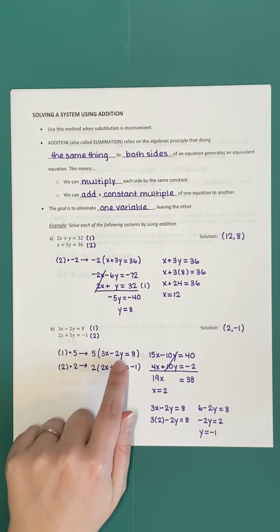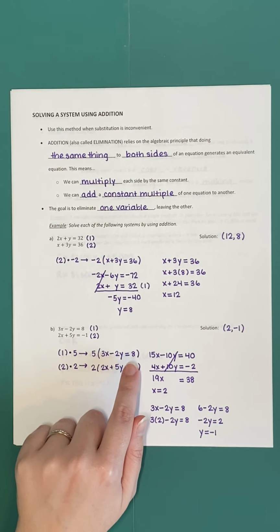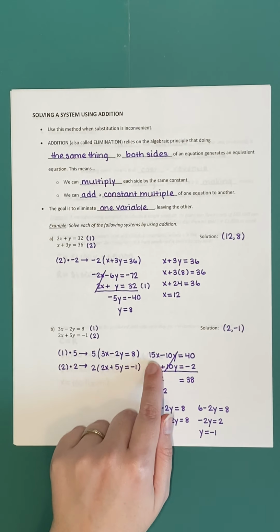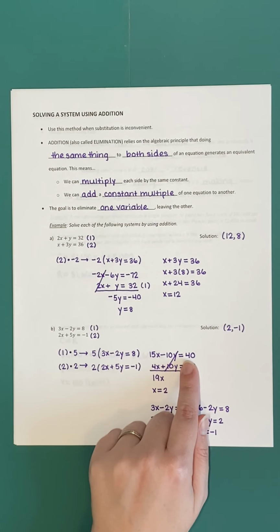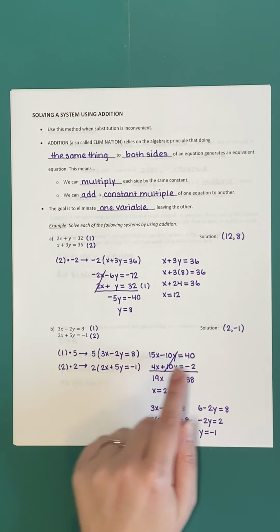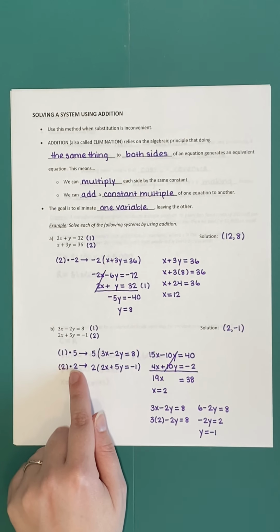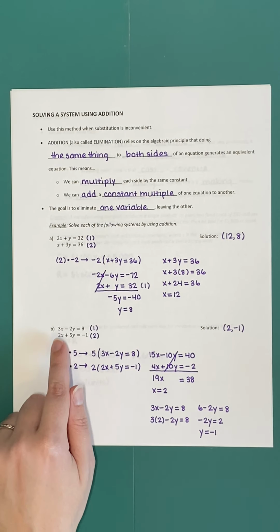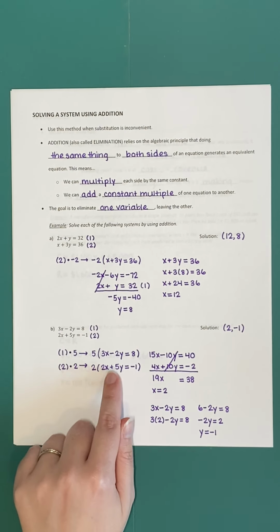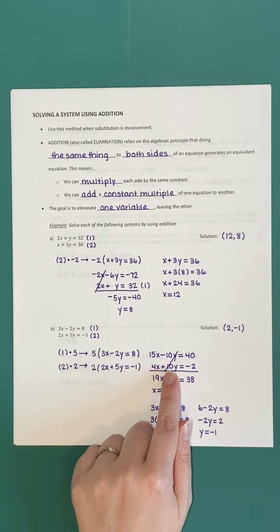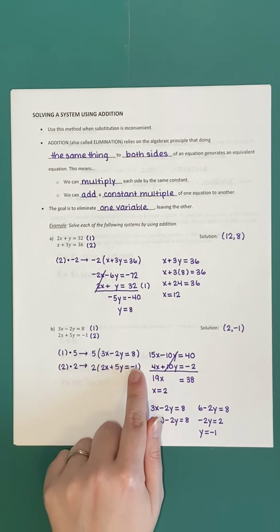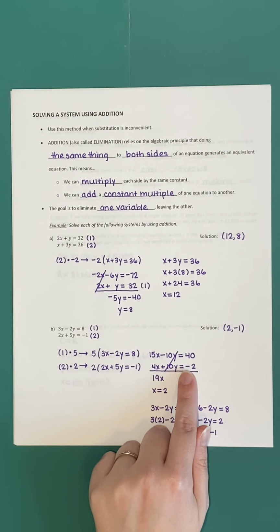So first equation multiplied by a 5. Distribute your 5, make sure it distributes to all three terms. So 15x minus 10y, and then 5 times 8 is going to be 40. Make sure you do it on the right-hand side as well. And then the second equation multiplied by a 2. So 2 times 2x is 4x, then positive 10y, and then 2 times negative 1 is going to be negative 2.